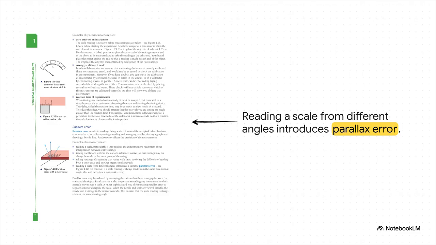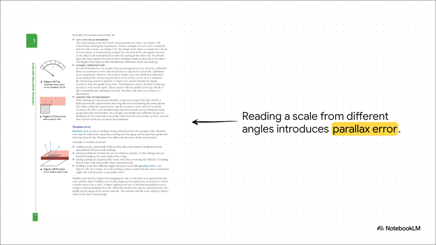A classic example of a random error is something called parallax error. You've definitely done this. It's what happens when you look at a ruler or a car speedometer from different angles. As you can see in the diagram, depending on your line of sight, the reading seems to shift.